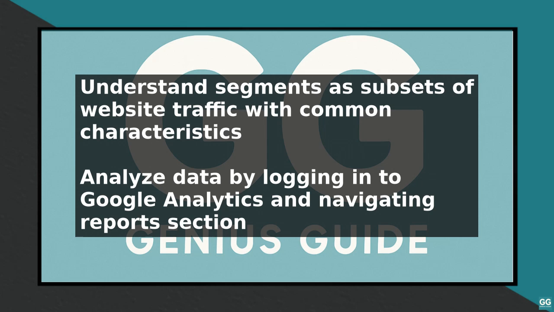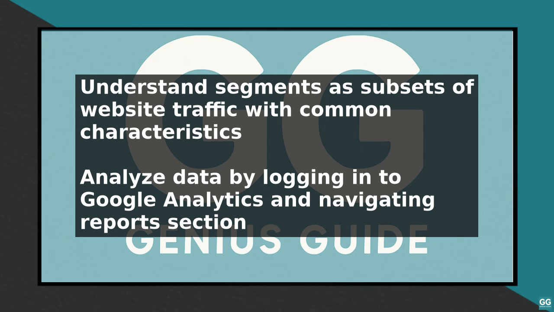First, log into your Google Analytics account and navigate to the Reports section. Click on the Audience tab and then select Overview to get a general idea of your website traffic. Next, click on the Add Segment button at the top of the page and then select New Segment.